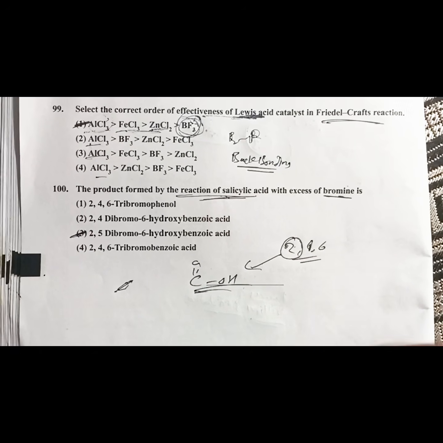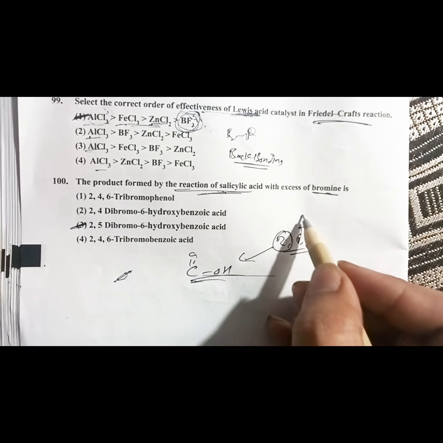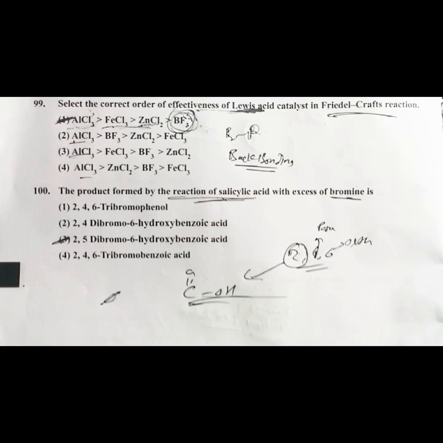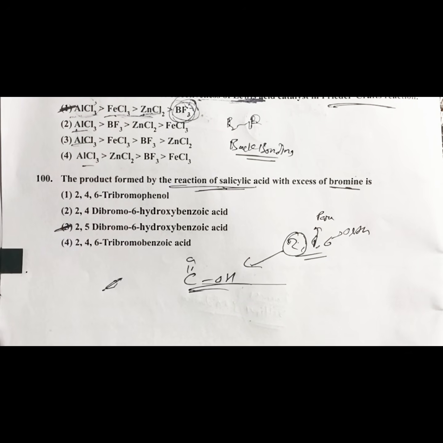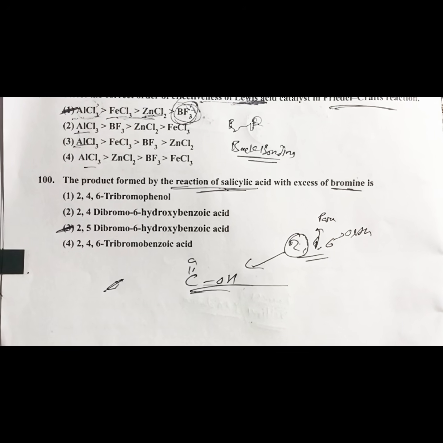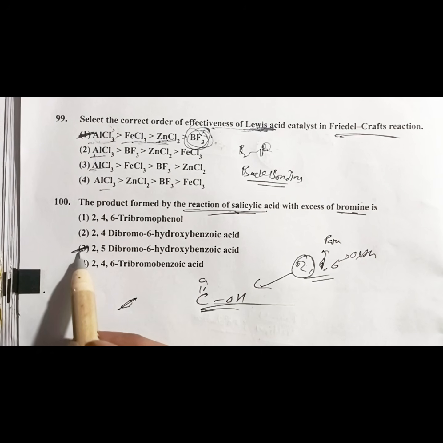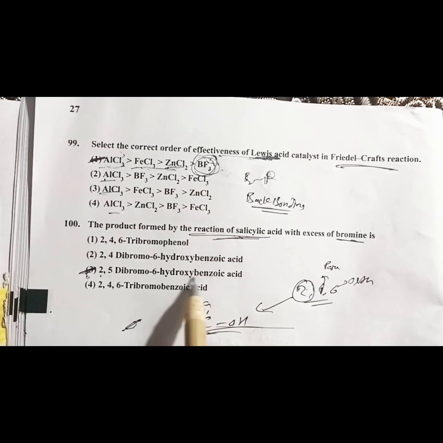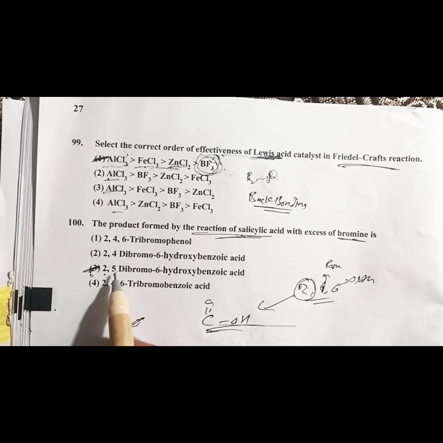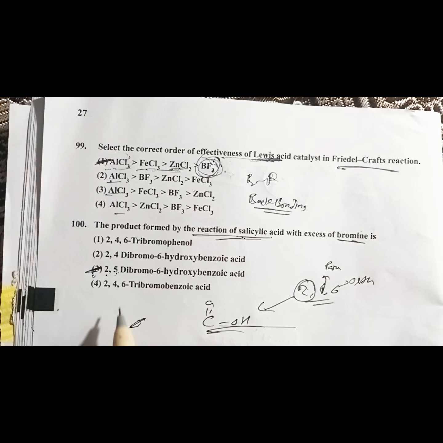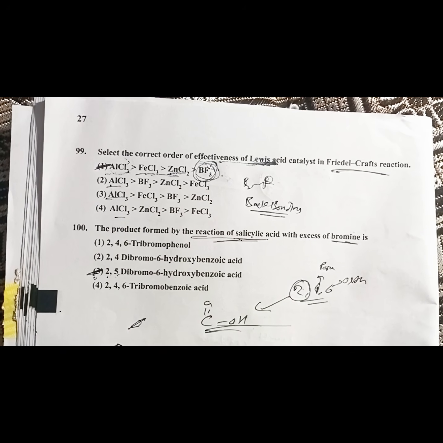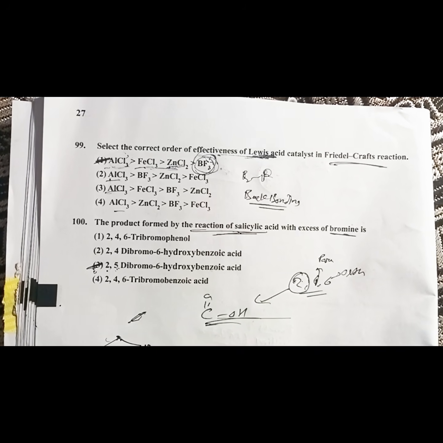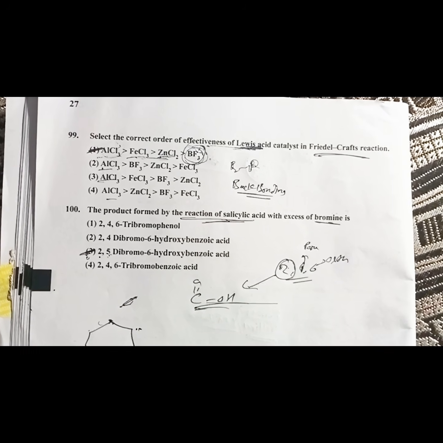So only two bromine attachments will be possible: the fourth position, which is the para, and the sixth position, which is the other ortho position. So only 4 and 6 will be possible. So only 4,5-dibromo-6-hydroxybenzoic acid, for the fifth position, right? Not sixth, for the fifth position, since numbering goes 1, 2, 3, 4, 5. Okay, the third one will be the correct option.